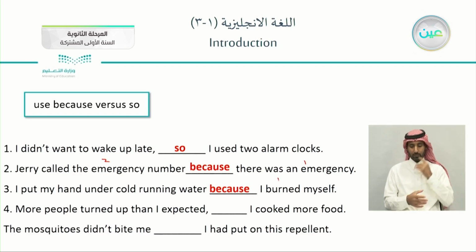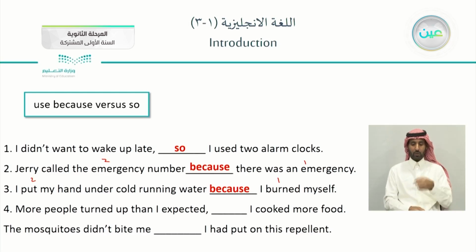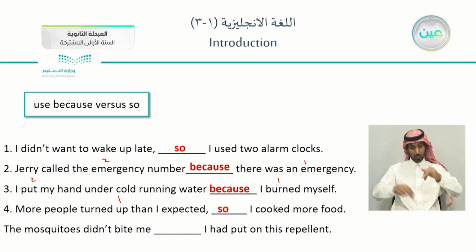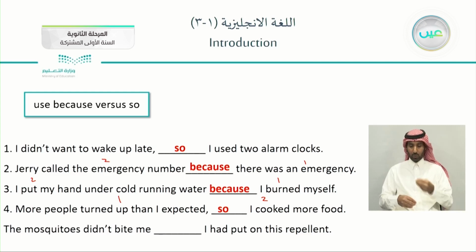I burned my hand, then I put it under cold running water. More people turned up than I expected. What did I do? I cooked more food. So, more people turned up, more people in the house. As a result, I cooked more food.